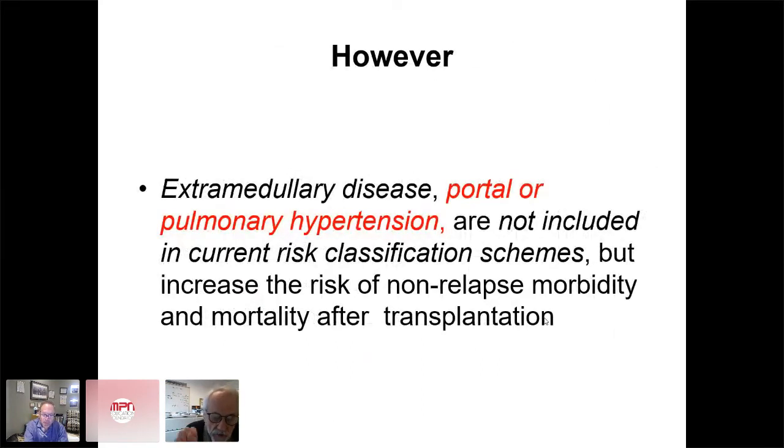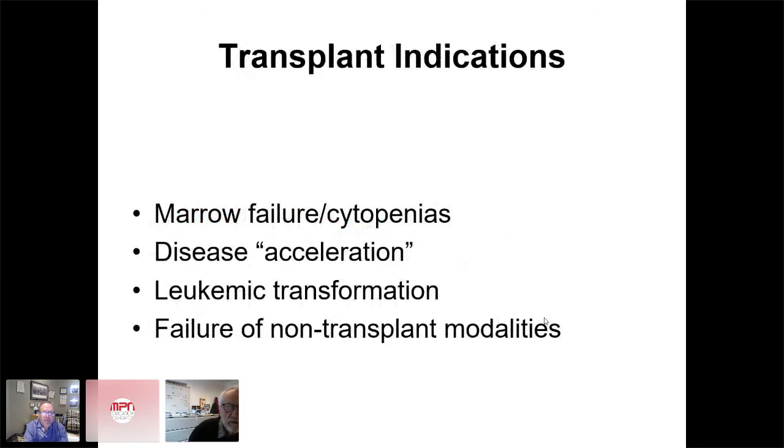Just to comment, there are a number of factors that are relevant for transplantation, which, however, are not reflected in any one of the classification schemes, particularly pulmonary and portal hypertension, which can indeed lead, particularly if it's far advanced, to significant complications after transplantation. Next slide, or in the context of transplantations.